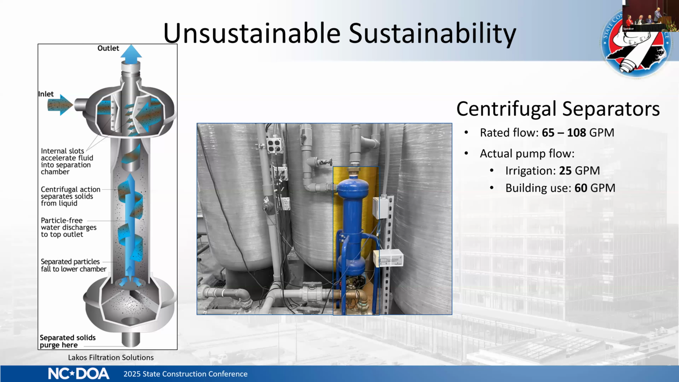However, the problem is our pumps don't deliver enough flow to meet that requirement, especially the irrigation pump at just 25 GPM. As a result, our separators likely weren't operating at peak efficiency, and we're probably passing some debris downstream to the next stage of filters.